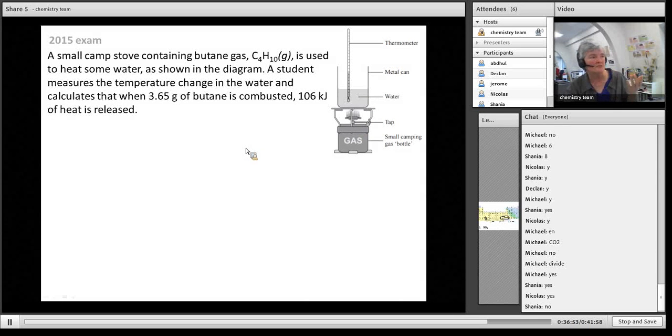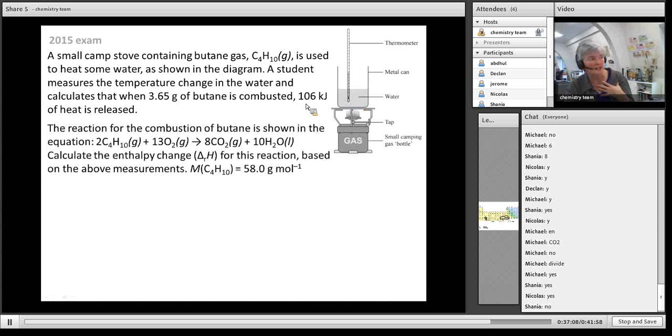So we've got a camp stove burning butane gas. He measures the temperature change in the water, and he calculates that when 3.65 grams of butane is combusted, we release 106 kilojoules of energy. Okay, now here's the equation, and the equation is important because of the coefficients in front, and it says calculate the enthalpy change for this reaction based on the above measurements, and we get given that.